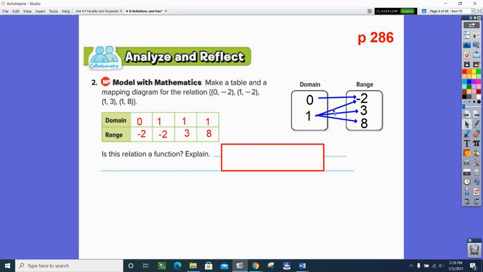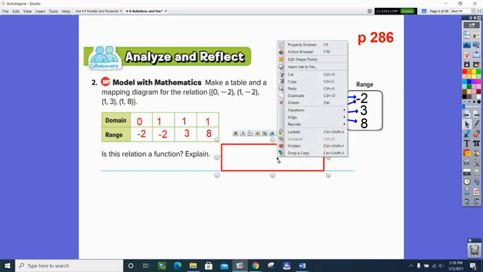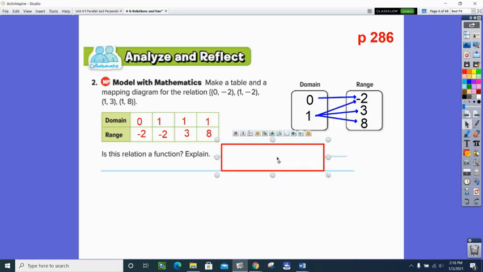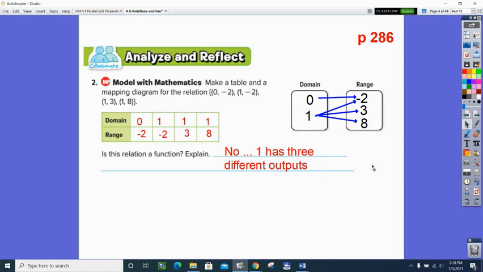And can you see this mapping diagram? A mapping diagram really can show you that this 1 is coming out with 3 different answers. So, is this relation a function? Because we have a member of the domain that's connecting to 3 members of the range, that would be a no, because that number 1 has 3 different outputs. So it's really easy to see on a mapping diagram.